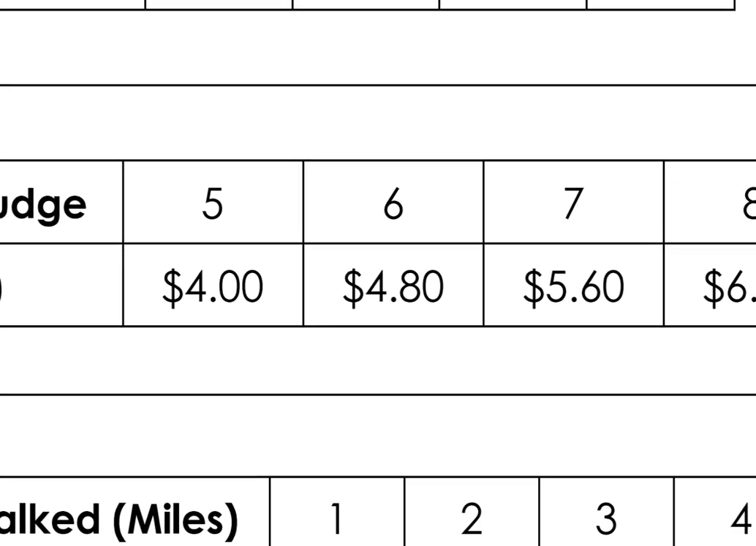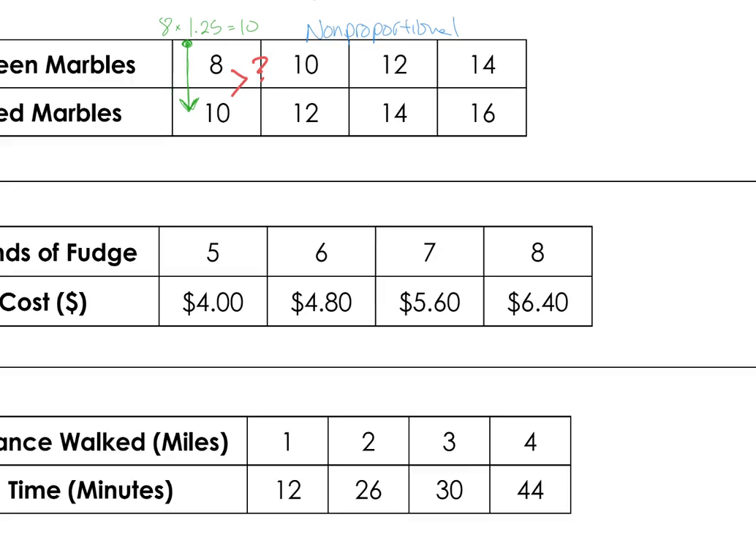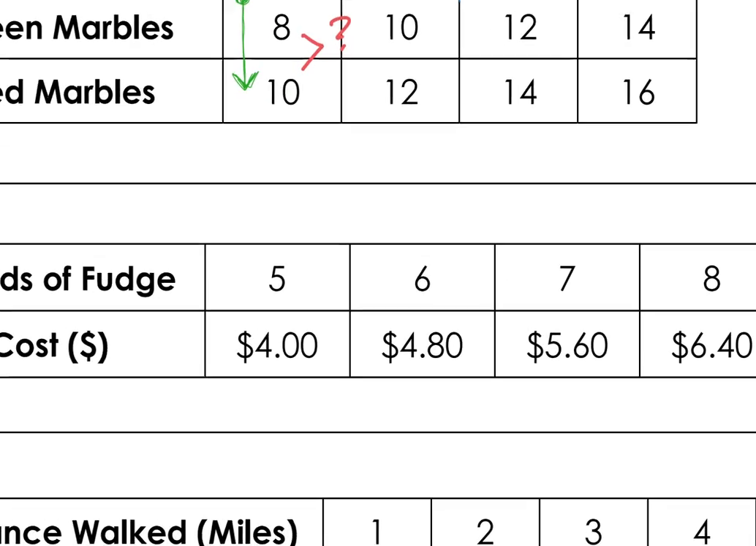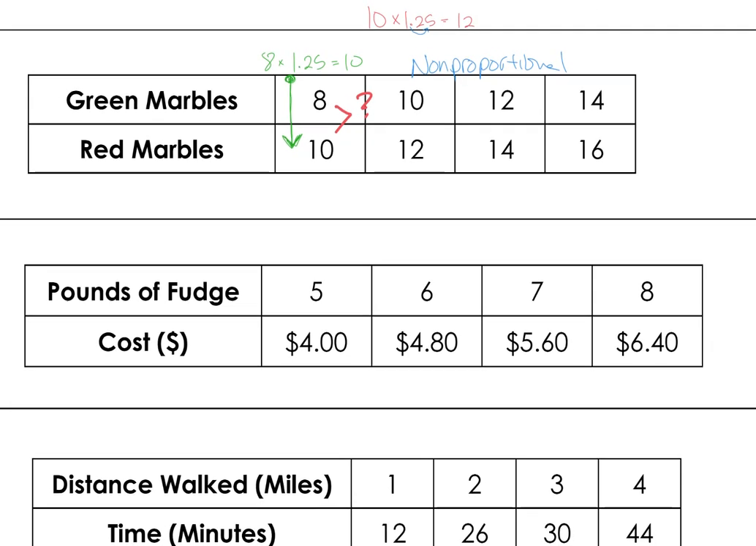All right, pounds of fudge. So let's see, 5 times what equals 4? I don't know. So here's what I'm going to do. Actually, if I look at it as 5 times 40, hey, that's part of our thinking here. Because 5 times 8 is 40, so maybe it's going to be not quite 8.